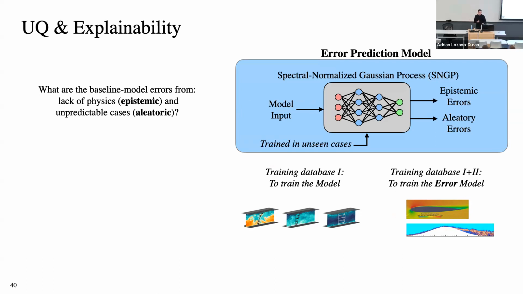So this is a bit more detail on what I just told you. We are trying to answer this question: what error comes from the lack of physics, and what error comes from the unpredictable cases? This error model has two data sets. The same data set that I used to train the baseline model, data set one, but also this other complex database that it can learn errors from. All that fits into that, and it will be able to predict these epistemic and aleatoric errors.